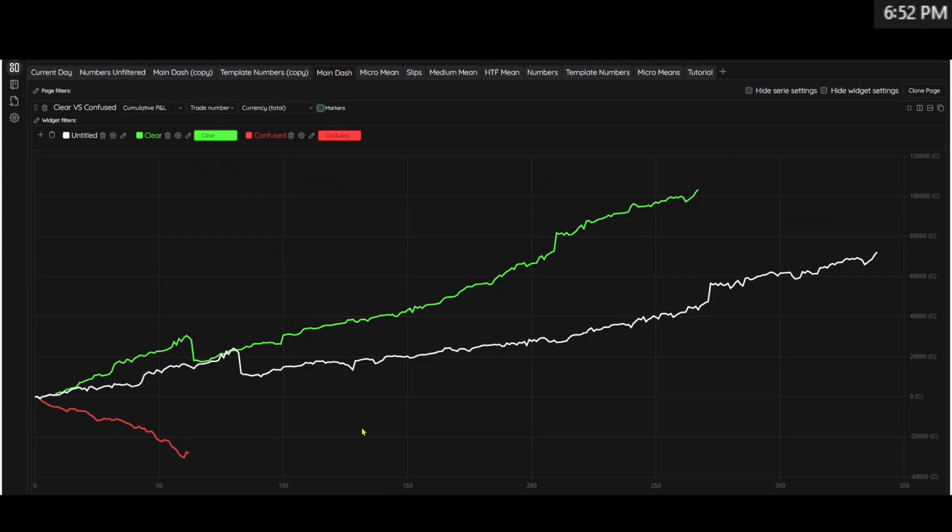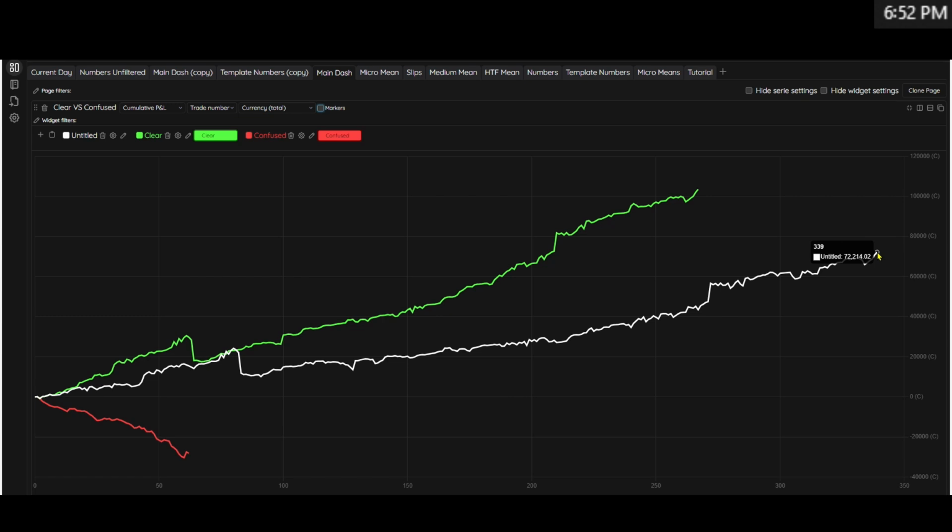And here's the overall equity curve for clear all the way up here. This is confused down here, which just does not perform well. And the raw equity line with both of them mixed. And I've tracked all of them over the course of 339 trades. So this is one of the oldest tag groups, and every trade has one of these tags.